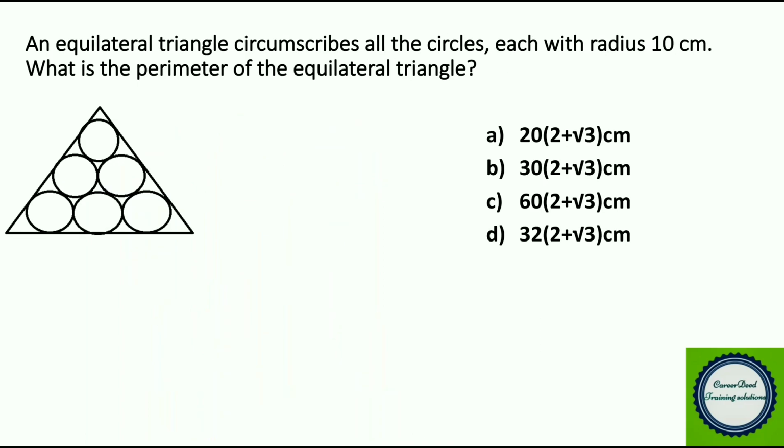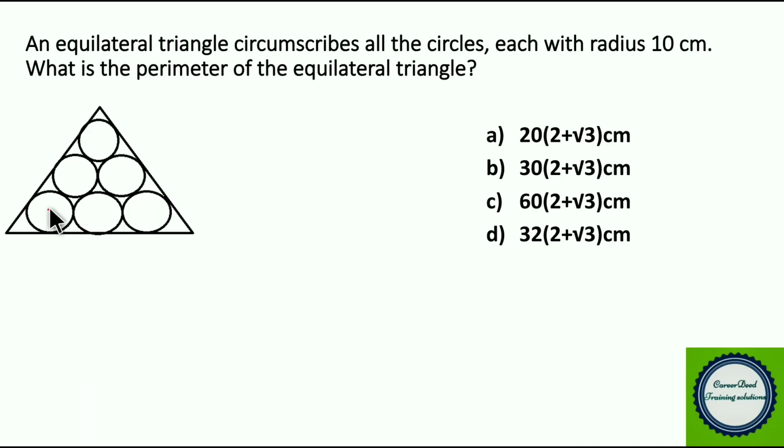An equilateral triangle circumscribes three circles, each with radius 10 centimeter. What is the perimeter of the equilateral triangle? So here you have circles inscribed in the equilateral triangle, and each circle's radius is 10 centimeter. You have to find the perimeter of the equilateral triangle. In an equilateral triangle, all the three sides are equal. Now the radius of each circle is 10 centimeter, so the diameter will be 20 centimeter, right?